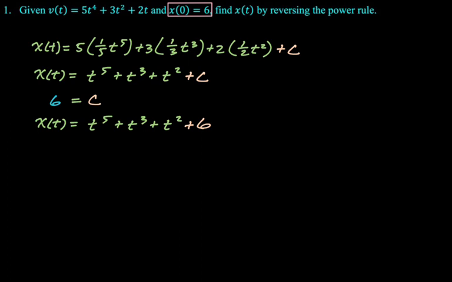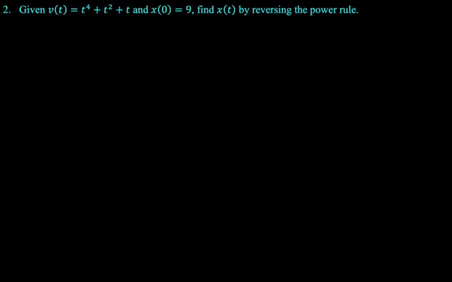You're going to do that a million times in calculus. Let's do another one. Given v of t is t to the 4th plus t squared plus t, and that x of 0 is 9, find x of t by reversing the power rule. All right, same deal. Plus 1 times the reciprocal, plus 1 times the reciprocal, plus 1 times the reciprocal. You kind of chant it. It's not that bad. So plus 1 times the reciprocal, so get 5. Ooh, I messed up. I didn't plus 1 there. Plus 1 times the reciprocal.